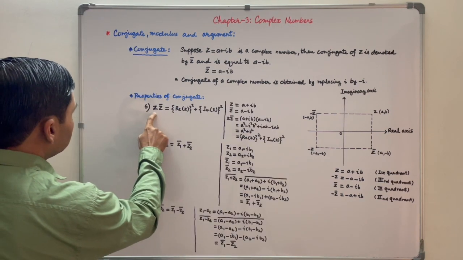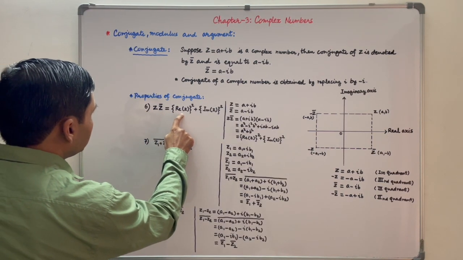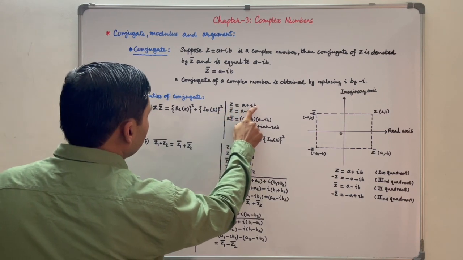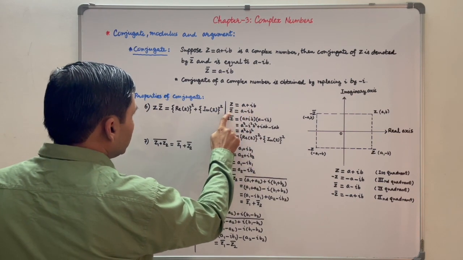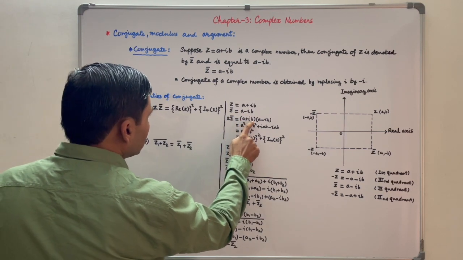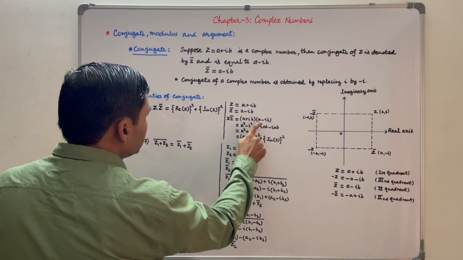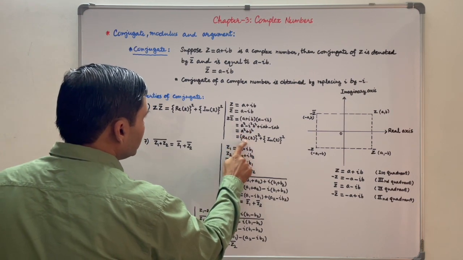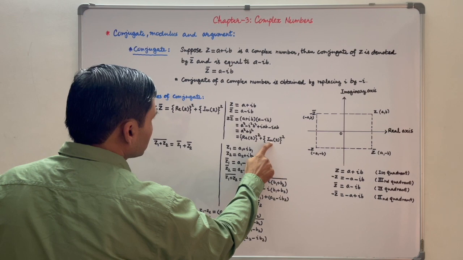Sixth property: Z times Z bar is equal to real of Z squared plus imaginary of Z squared. Suppose Z is equal to A plus iB. So Z bar is equal to A minus iB. Z times Z bar is equal to A plus iB into A minus iB, which is equal to A squared plus B squared. That is real of Z squared plus imaginary of Z squared.